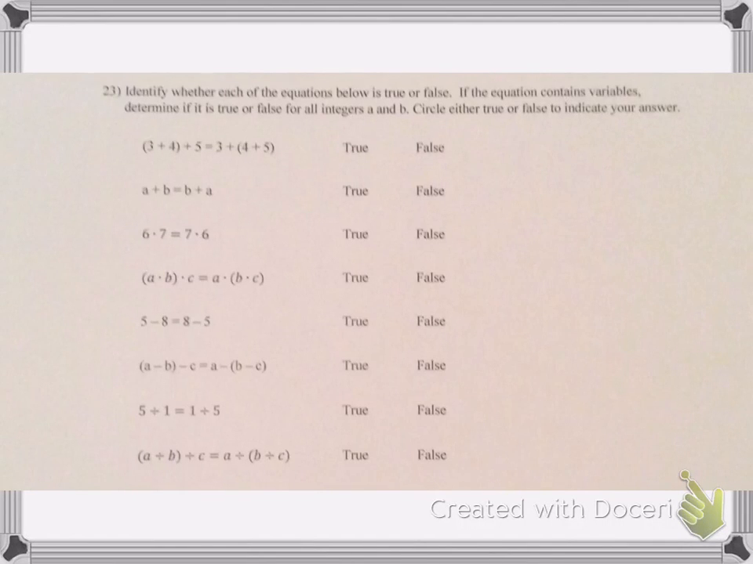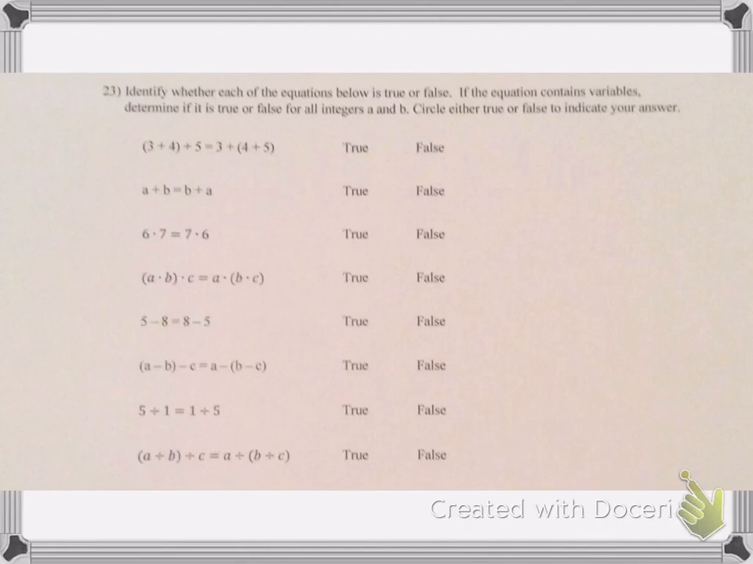Identify whether each of the equations below is true or false. If the equation contains variables, determine if it is true or false for all integers a and b. Circle either true or false to indicate your answer. Let's take a look at the first one.